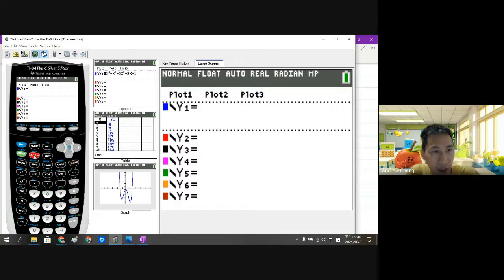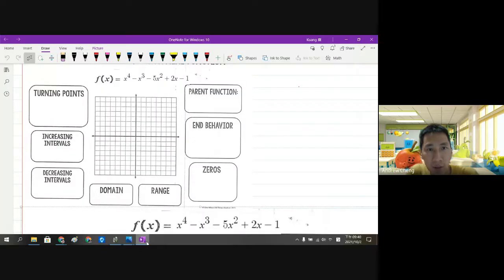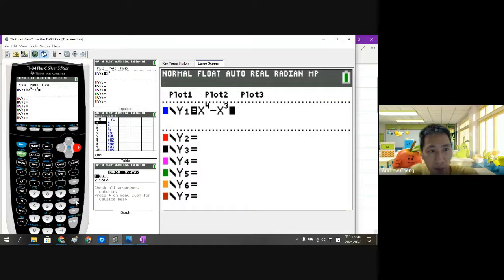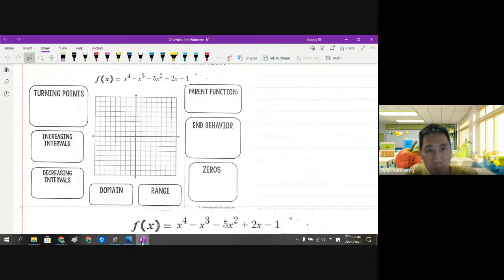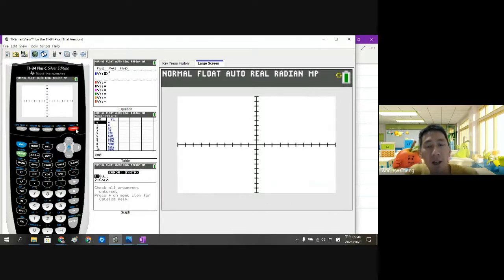So x, right? And then this, and then 4, and then move to the right, minus x. You should be familiar with this already. Okay, if you're not, please hurry up. You have to know how to do it. Minus 5x squared, minus 5x, and then plus 2x minus 1. Okay, and then graph. Okay, you can see the graph is coming.